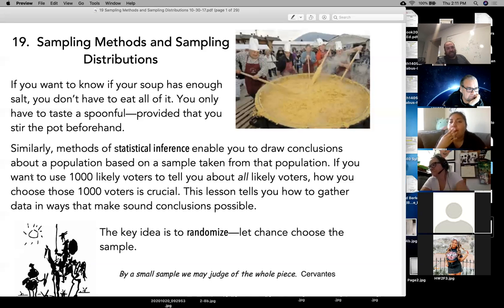So if you want to use 1,000 likely voters to tell you about all likely voters, you've got to be very careful how you choose those 1,000 likely voters. For example, suppose I want to know people's favorite sport. So I decide that I'm going to go to a Lakers game and ask the people at the Lakers game what their favorite sport is. Does that seem like a reasonable way of determining people's favorite sports in general?